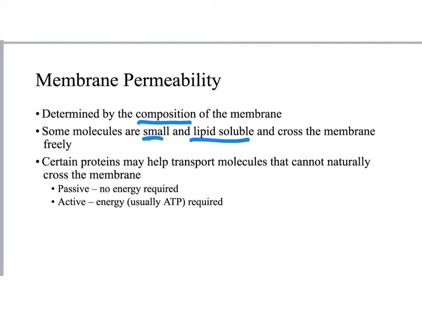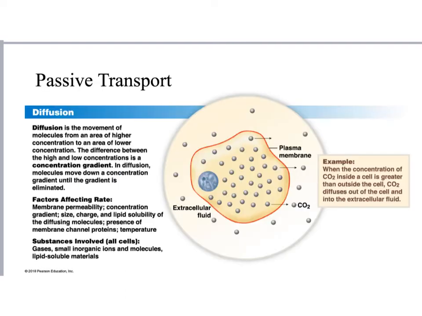There are two types of transport that occur with these proteins that are embedded in the plasma membrane. There are those that transport material actively, meaning it requires energy. And there are those that do it passively, which means there is no energy required. So passive transport is going to be something that occurs without energy, and active transport will require energy. Let's look at some examples of passive transport and then active transport.